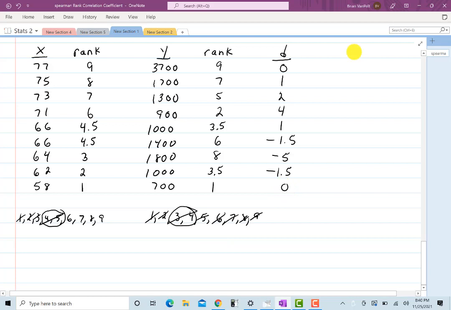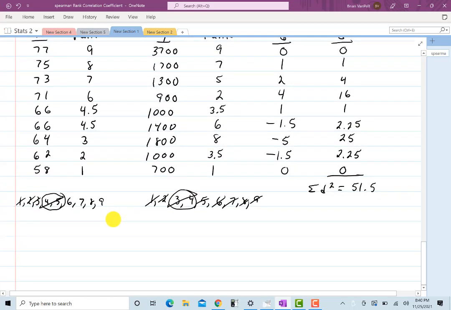Now, before I add up all these D's, I want to square them. This is very easy to do. Notice that all of these numbers now become non-negative. And now I'm ready to add them all up. Probably shouldn't be too bad. Let me see, I got 1 plus 4 is 5, 21, 22, 47, plus 4.5 is 51.5.